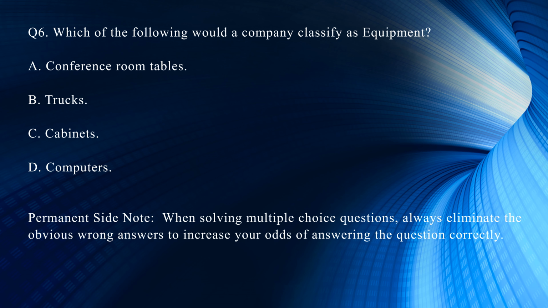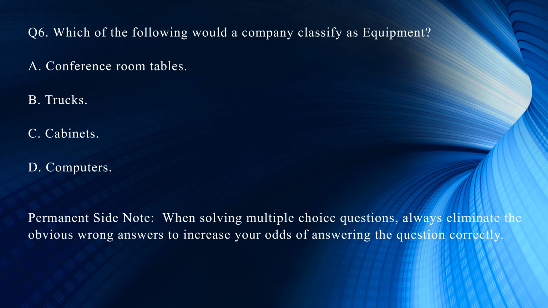So let's begin with A. Are conference room tables considered equipment? Is a table a piece of equipment, or is a table a piece of furniture? No, a conference room table would be classified as furniture, and that's a different fixed asset category. Let's go on to B, trucks. A truck is a type of vehicle. It's not equipment. It's a vehicle type of fixed asset or non-current asset. So we know the answer is incorrect.